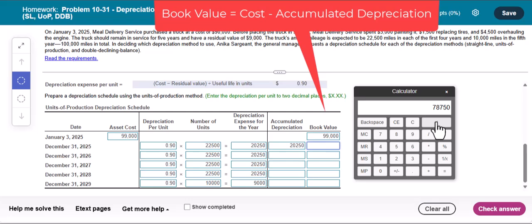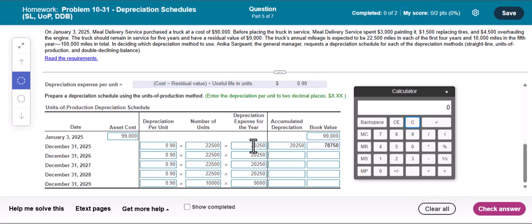And then if we add these through, so for the first year here, we have to add the depreciation expense for the year plus the previous accumulated depreciation. So let's go ahead and add those together. So we have 20,250 plus the same amount. And that equals 40,500 at the year ended 2026.